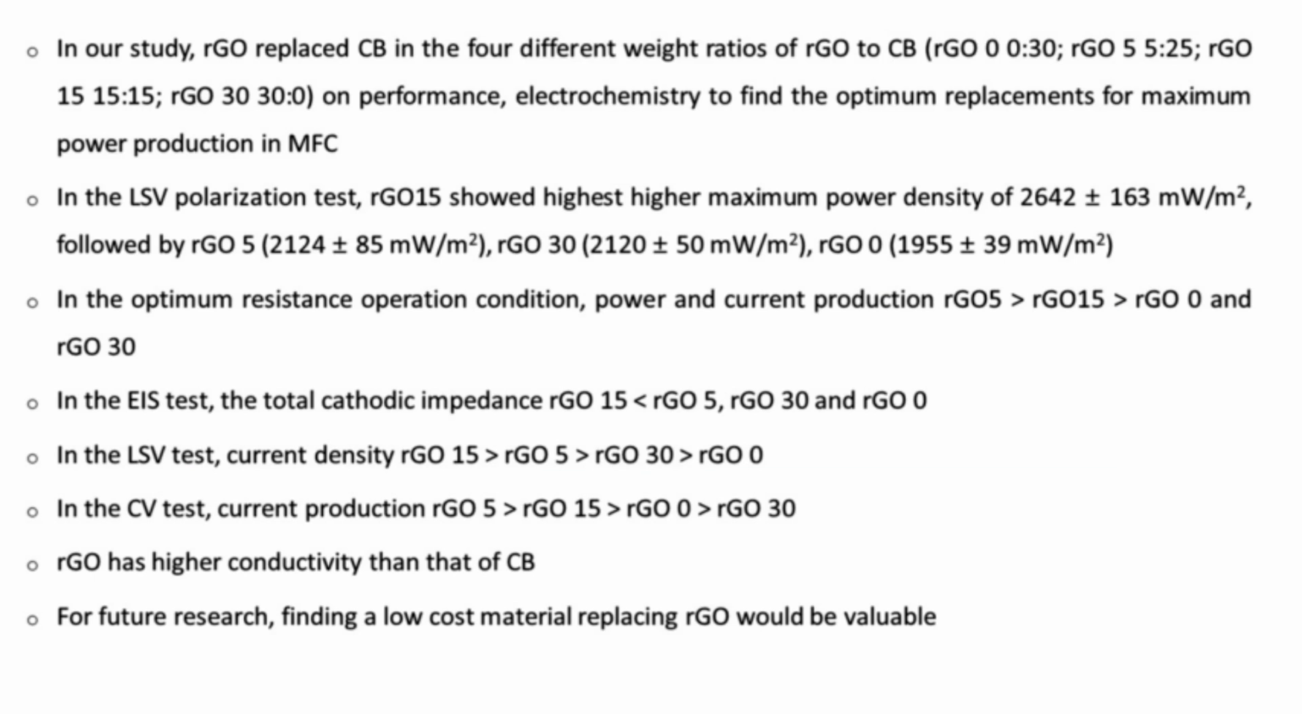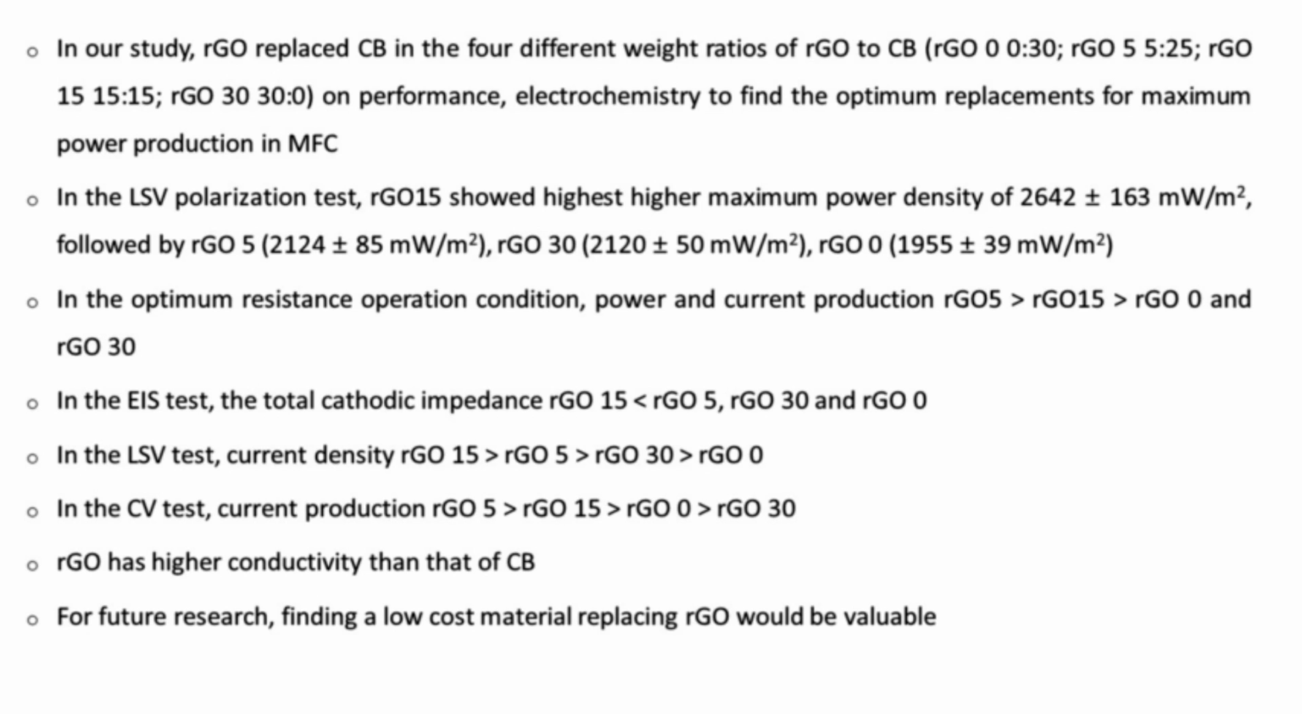Conclusion. In our study, RgO replaced Cb in four different weight ratios of RgO to Cb. On performance, electrochemistry defined the optimum replacements for maximum power production in MFC. In the LSV polarization test, RgO15 showed the highest maximum power density of 2642 mW per square meter, followed by RgO5, 2124 mW per square meter, RgO30, 2120 mW per square meter, and RgO0, 1955 mW per square meter. In the optimum resistance operation condition, RgO5 showed the best performance of power and current production.